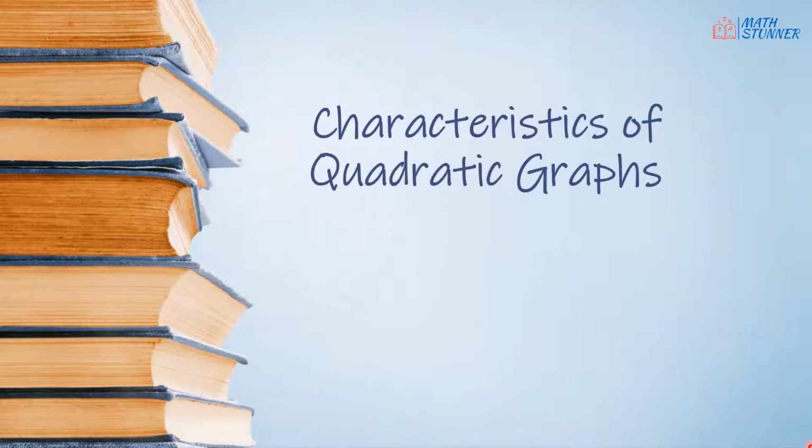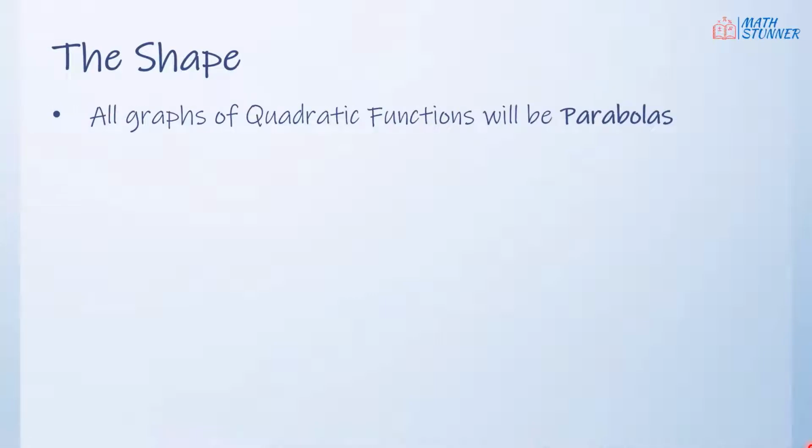In this video, we are going to look at the characteristics of quadratic graphs. This video is going to be for all levels: the IB MYP, the DP, and the Cambridge O and A levels. We first start with the shape of all quadratic graphs, which are going to be parabolas.